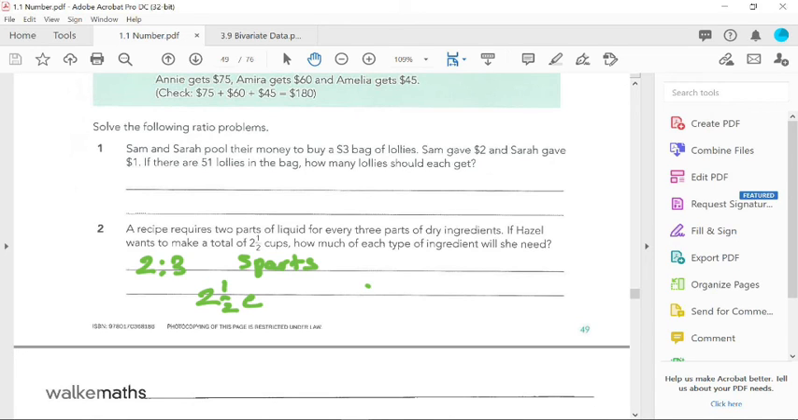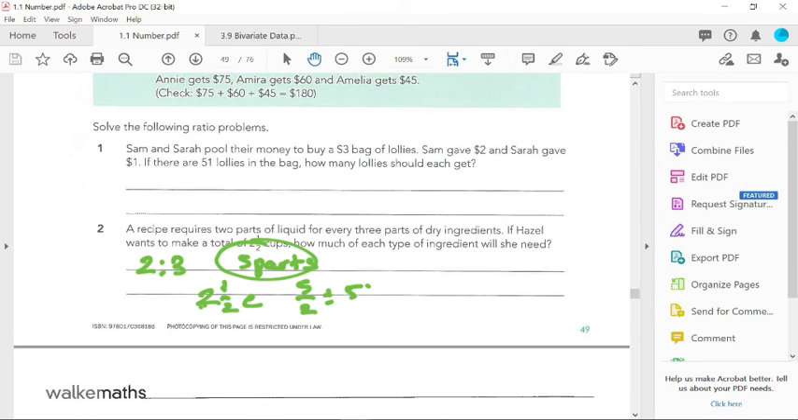But I can't divide 2.5 cups with it in that form. I'm first going to have to change it from a mixed number to an improper fraction. So 2 times 2 is 4 plus 1 is 5 over 2, right? And we're going to divide that by how many parts? 5. Remember we did division with fractions.